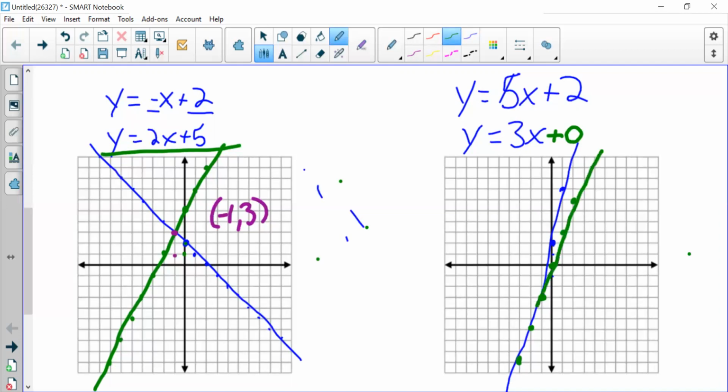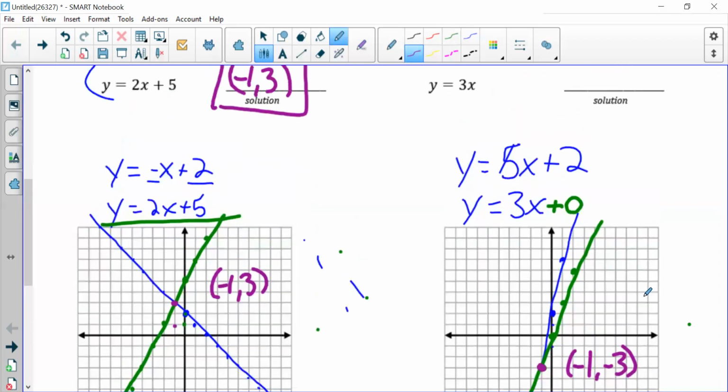Now, ideally, we should be using a ruler here so that we get nice straight lines. But did you notice when I was making my dots, I literally made this dot directly on top of one of the dots for my blue line. So this right here is going to be where they intersect. This is going to be my solution. So what are the coordinates of that point? Well, my x coordinate is -1. My y coordinate is -3. So this point is at -1, -3.